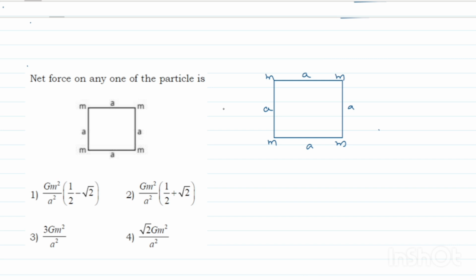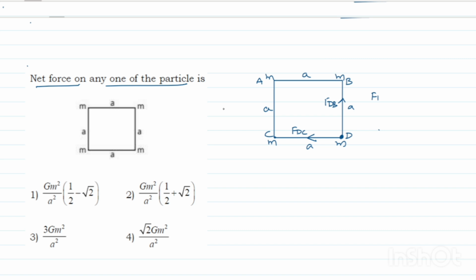Let's give names to these as A, B, C, D. They're asking the net force on any one of the particles. Now consider particle D. Particle D will be influenced by particle A, particle B and particle C. Particle D will be attracted by particle C along this direction, this is FDC, and by particle B along this direction, FDB.